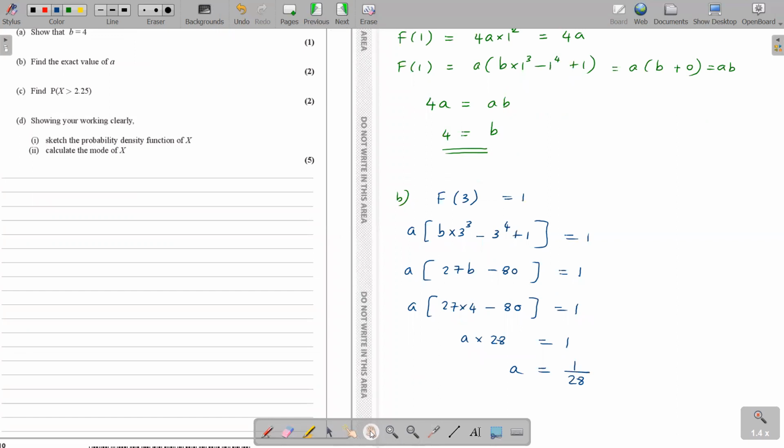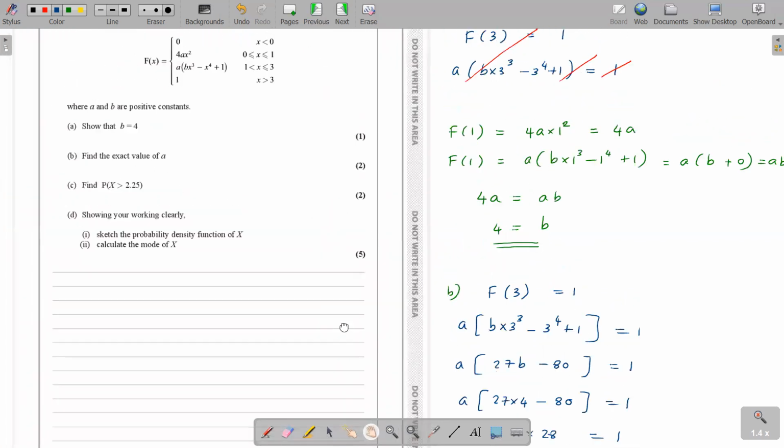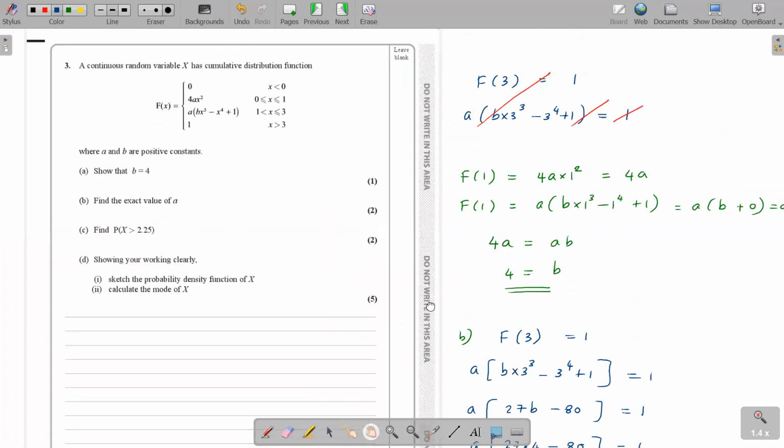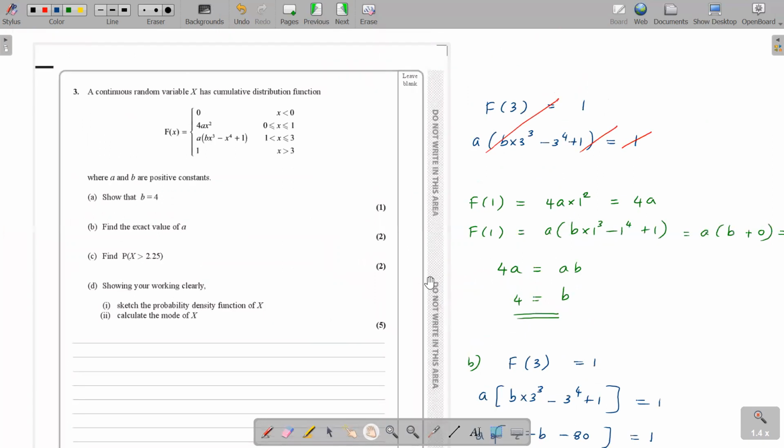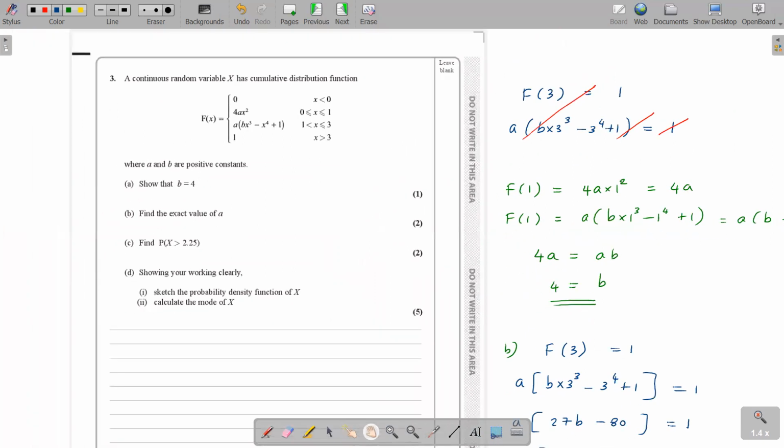Is this clear? So now we'll move to part C. Find the probability x is greater than 2.25. Okay, how do we get the probability x greater than 2.25? As I was saying earlier, probability x greater than 2.25 means the greater area, but capital Fx is giving us the area behind. So I can do this as 1 minus capital F of 2.25. Because when we use cumulative, it gives the area behind. So 1 minus behind area gives the area in front.